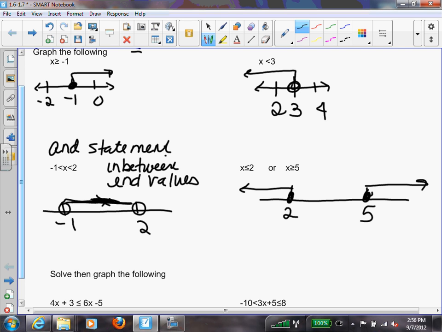What do you mean by shade? I wouldn't in this case because my arrows are going away from each other. If they go towards each other, then I'm shading in between.